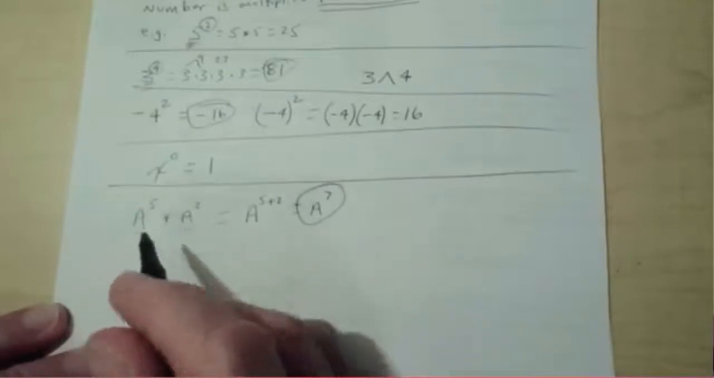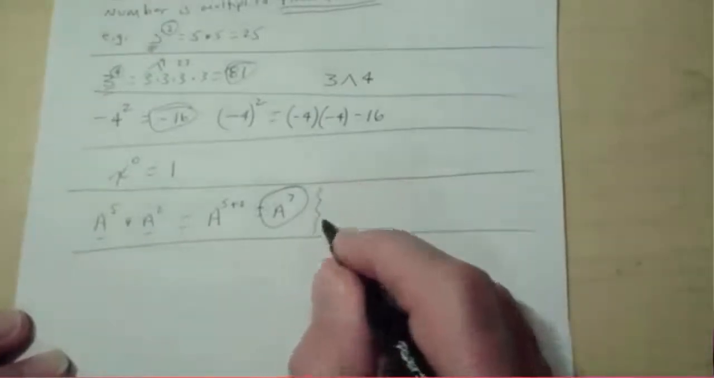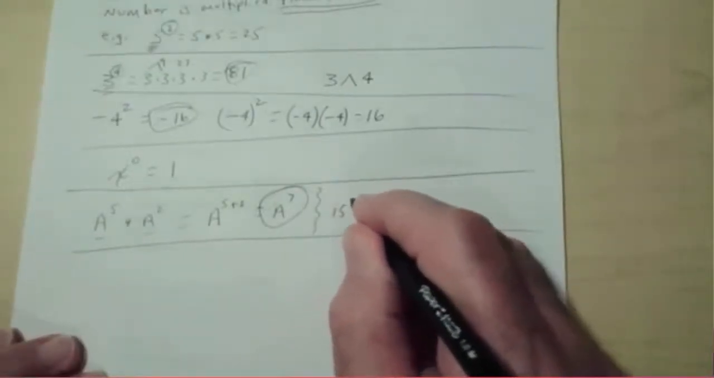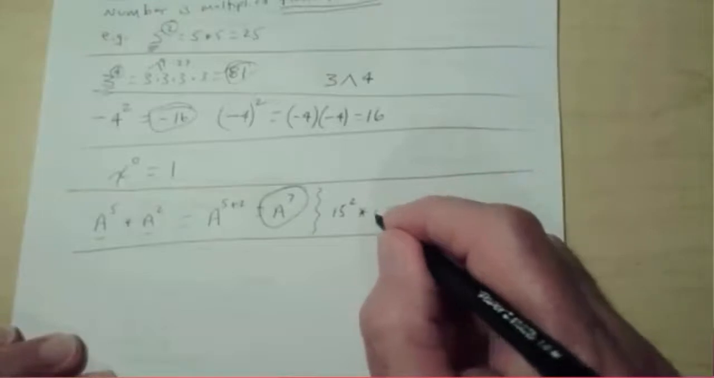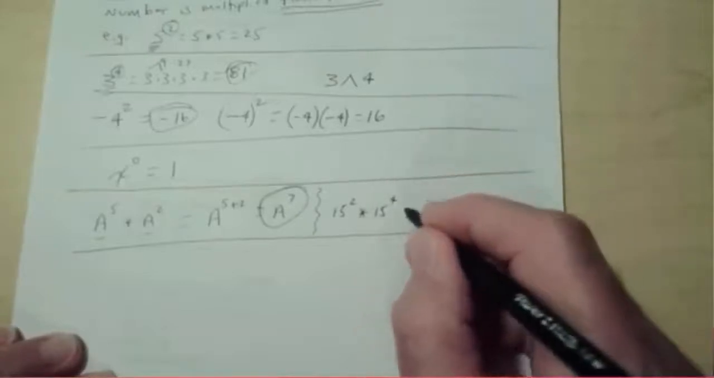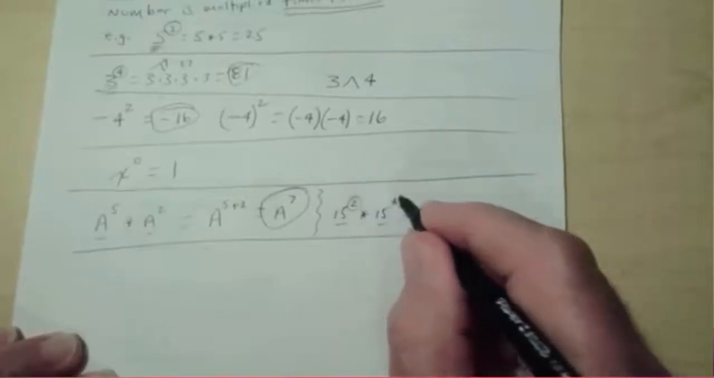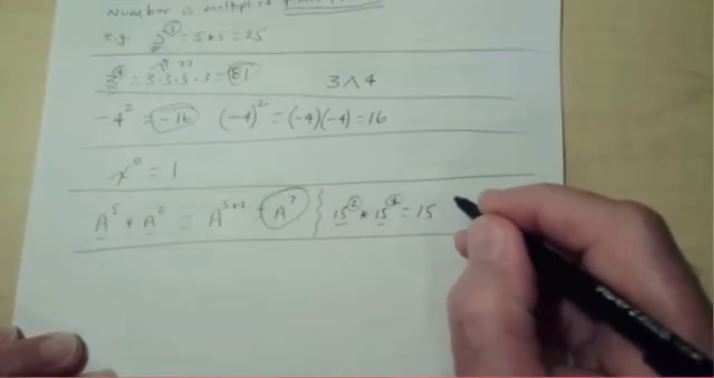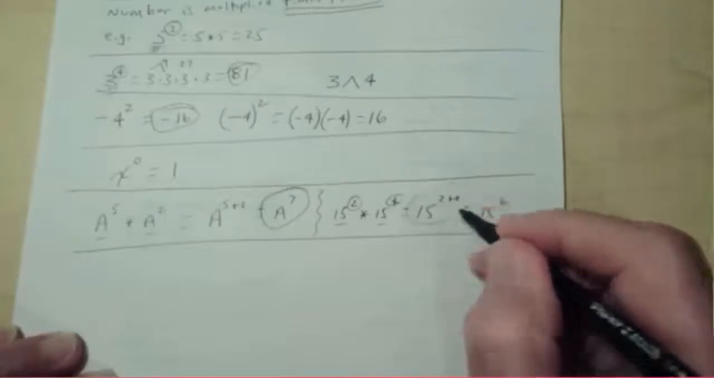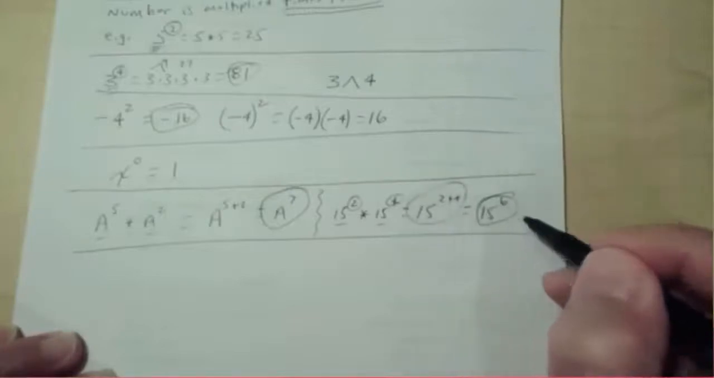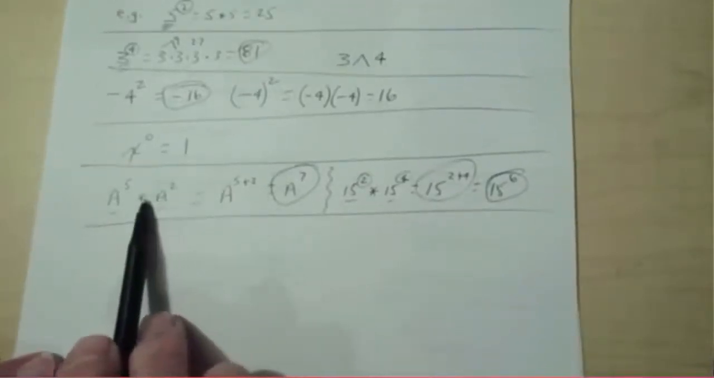And same thing if we have 15 squared times 15 to the 4th power. Base numbers remain the same, and we just add the exponents. 2 plus 4, which is 15 to the 6th. You don't need to do this. I just do it to show everybody how it's done. Okay? Very good. Now, that's if we multiply.